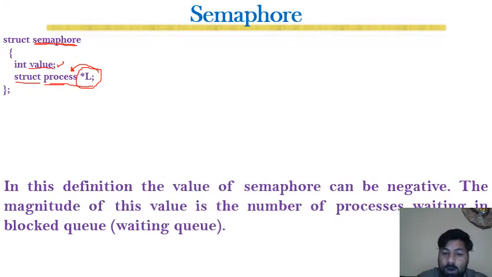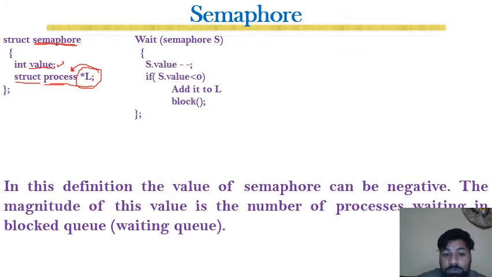In this definition, the value of the semaphore can be negative. The magnitude of this value is the number of processes waiting in the blocked queue, the waiting queue. In the previous definition we said that the value can either be 1 or 0, but now the value can be negative but it cannot be positive. At most it will be 1, but at least it can be -1, -2, -3, and the magnitude of the negative value will show us how many processes are waiting in the block queue.